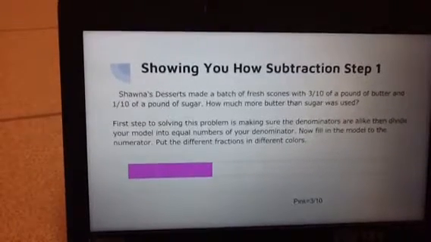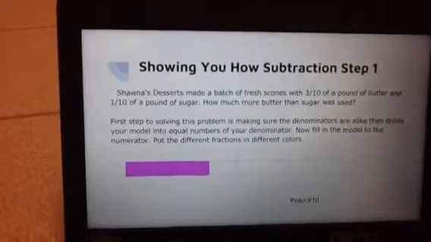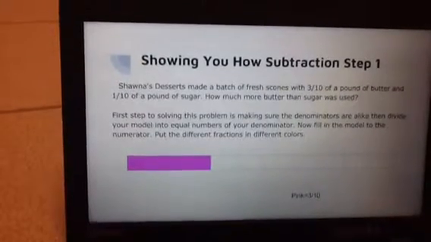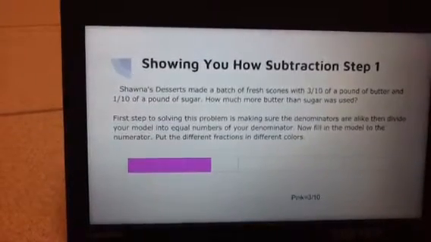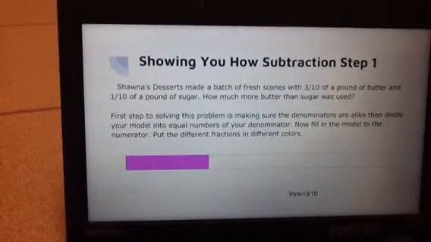Showing you how. Subtraction. Step 1. Shauna's Desserts made a batch of fresh scones with 3/10 of a pound of butter and 1/10 of a pound of sugar. How much more butter than sugar was used?